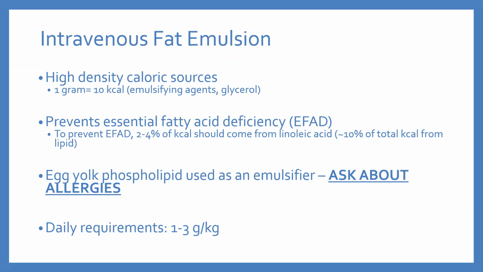So when we look at fats again, they are going to be a good energy source. So 1 gram equals 10 calories. And that's because of that glycerol in it. It causes it to go up to 10 calories versus 9. One of the things that the fats are doing is trying to prevent essential fatty acid deficiency. So to prevent that, you need about 2 to 4% of your calories coming from your essential fats.